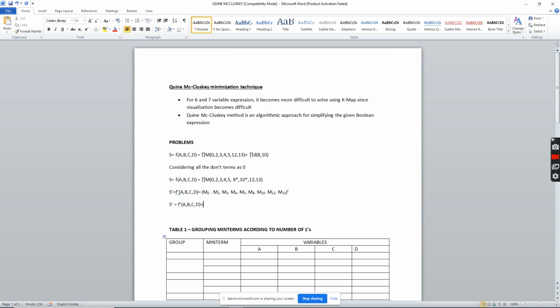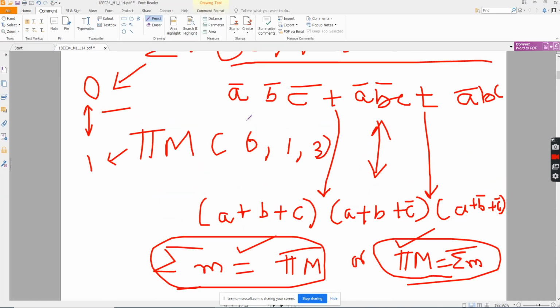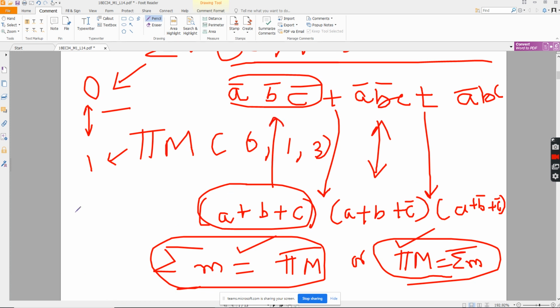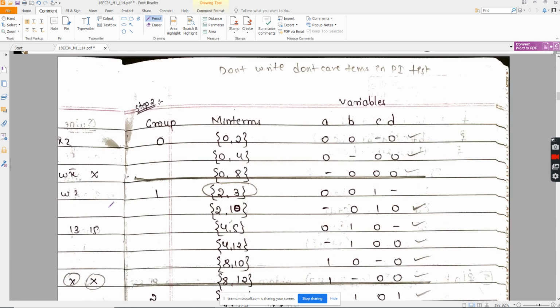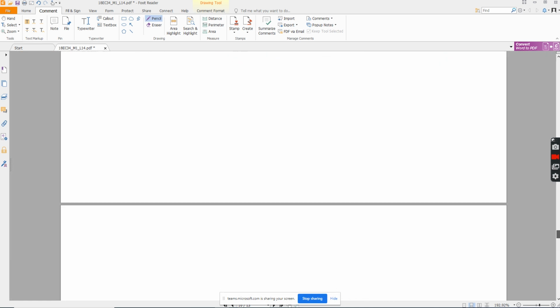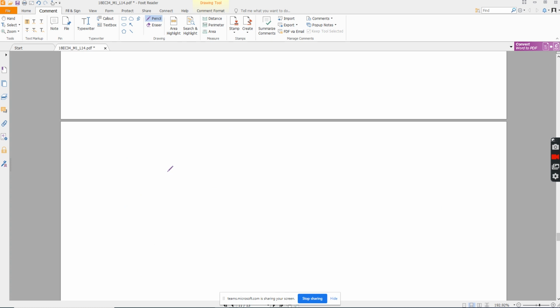What is M naught? M naught is nothing but, look here, this term. This is M naught, A plus B plus C. What will be this bar? It will be equal to this one. Understanding? I will try writing the equation here. I am writing capital M naught. So capital M naught means what? It is a max term. So 0. What is 0? It is nothing but 0, 0, 0.